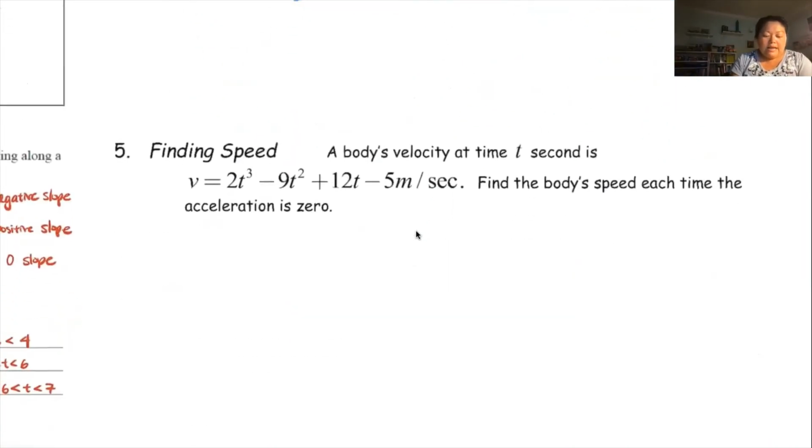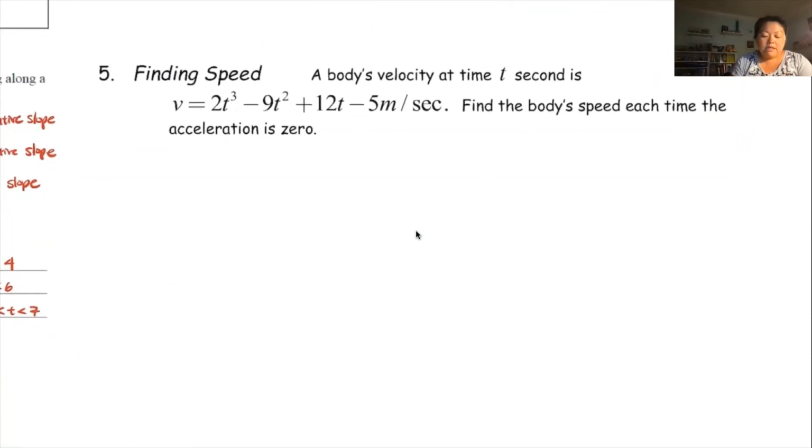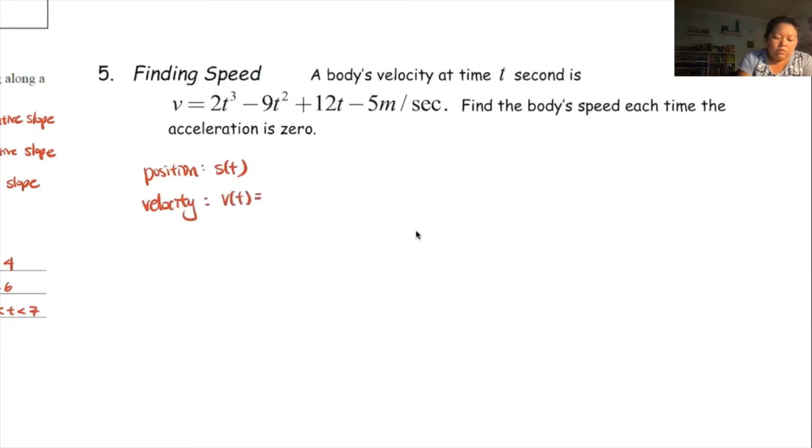All right. Last one here is back to physics. It says finding speed. A body's velocity is given as v of t. Find the body's speed each time the acceleration is 0. Okay, so again, you've got to keep in mind the relationships here. The position is s of t. Velocity is v of t, which is s prime of t. Acceleration is a of t, which is the first derivative of v, but also the second derivative of s. All right, so that's the relationship there.